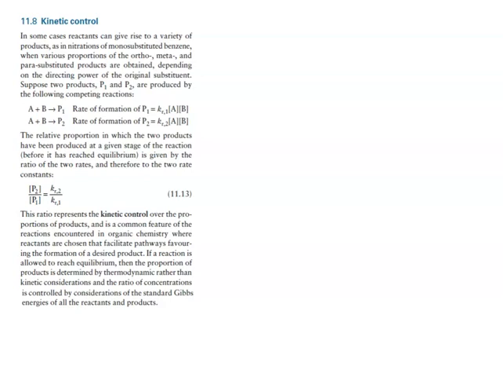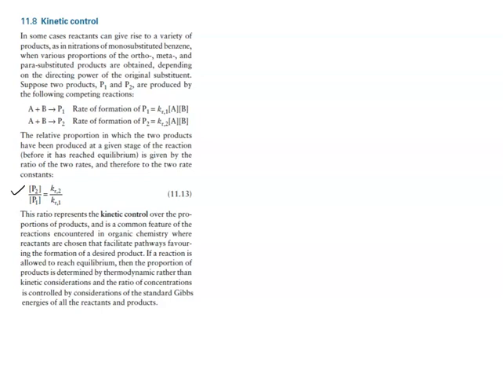And they have different rates of formation, where the rate of formation of P1 equals k1 times the concentration of A and B. And the formation of P2 is the rate constant k2 times the concentration of A times the concentration of B. The relative proportions in which the two products have been produced at a given stage of reaction before it's reached equilibrium is given by the ratio of the two rates, and therefore the two rate constants, which is what we see here, where the ratio of product 2 over product 1 is equal to the rate constant of 2 over the rate constant of 1.